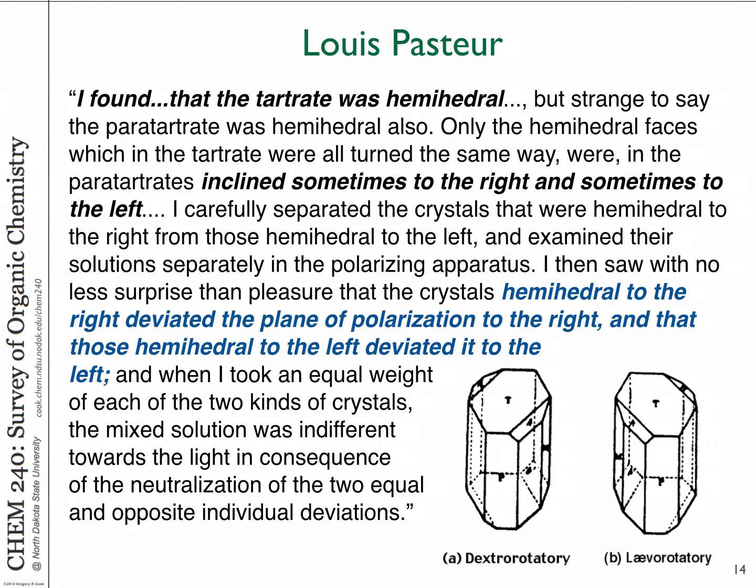I'm quoting some of the things that he reported in his early papers in this area. He found crystals of tartrates that were hemihedral in shape. And he noticed that some of those crystals incline to the right and some incline to the left. You can see a drawing of those crystals here. And he took a magnifying glass and a pair of tweezers, and he physically separated those crystals that were shaped to the right and those that were shaped to the left, and separated them into separate piles.